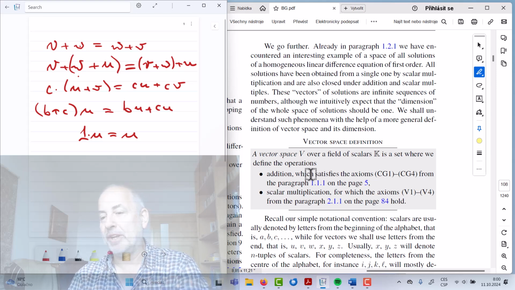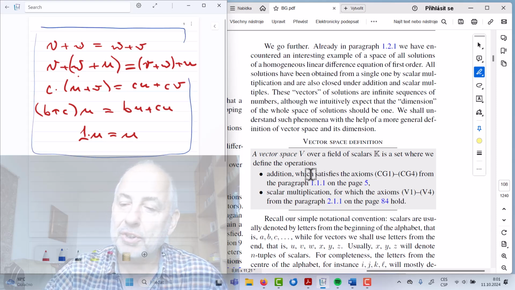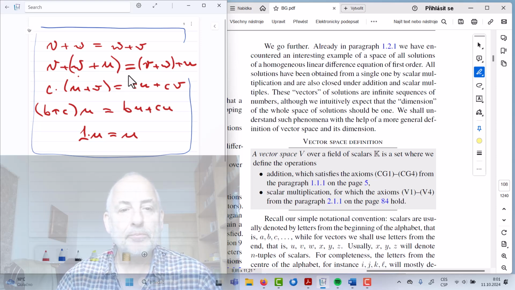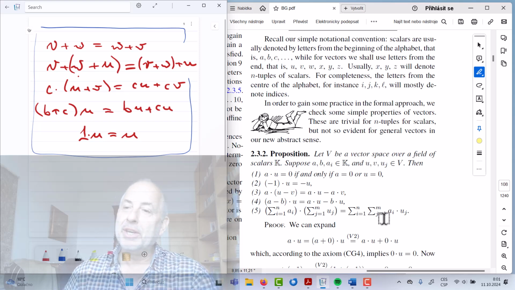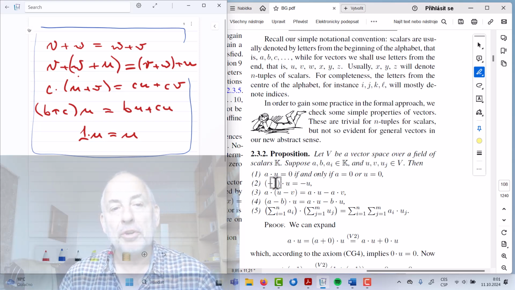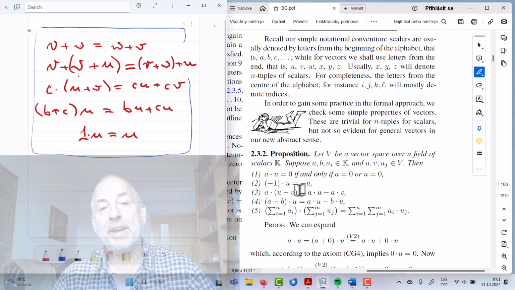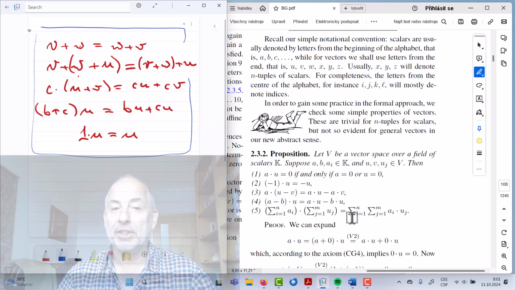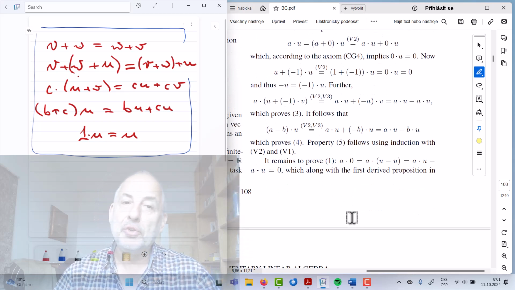All these properties were absolutely obvious once we dealt with the n-tuples of elements from a field, because it was all obvious coordinate-wise. But now we want an abstract definition of what a vector space is for us. That's the new thing. And we learn very quickly that once you use abstract axioms like those, then the other obvious things from the example we had before, just the coordinates in an n-tuple, we have to prove. For example, a times u is 0 if and only if one of them is 0, or that minus 1 times u is minus u, and all this has to be checked carefully, right? So just from the axioms we deduce the other properties.